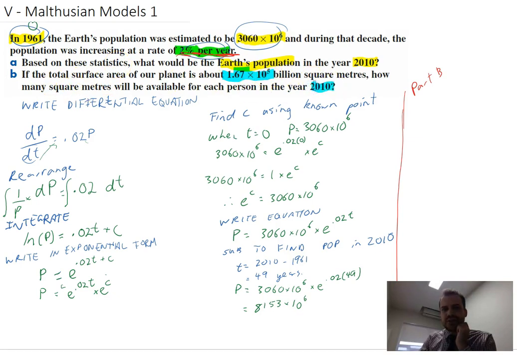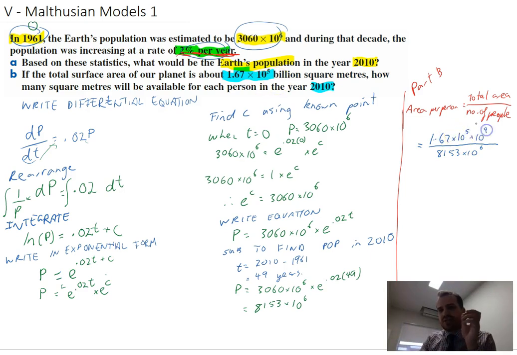All right, so the second question here is if the total surface area of our planet is this, how many square meters will be available? So it's just an extra little problem here. Area per person equals the total area over the number of people. So you need to just be a bit careful here with the billions of square meters and all the rest of it. So we're just going to have to turn that into 1.67 times 10 to the 5 times 10 to the 9, which is a billion.